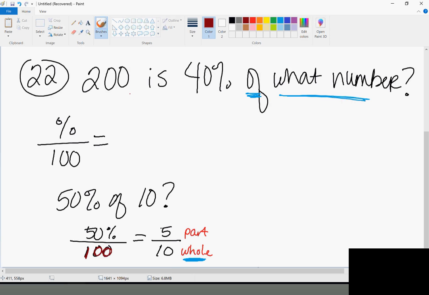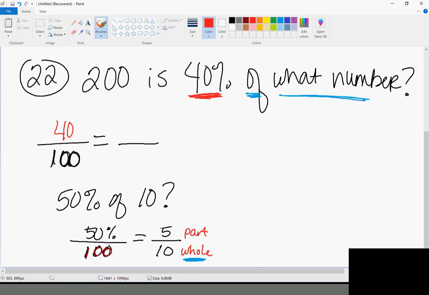So over here, 200 is 40% of what number? If I set up my proportion, this is always 100. The percent number at the top is going to be either what they tell you or maybe what you're trying to find. In this case, it's what they tell me. They told me that it's 40%. So I'm going to write this as 40.